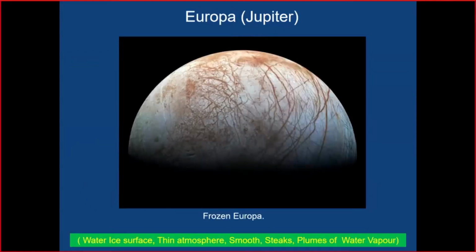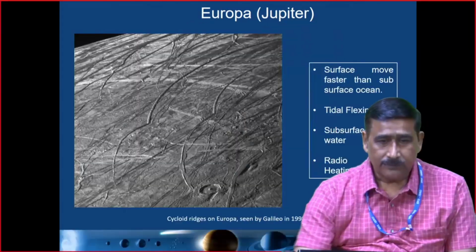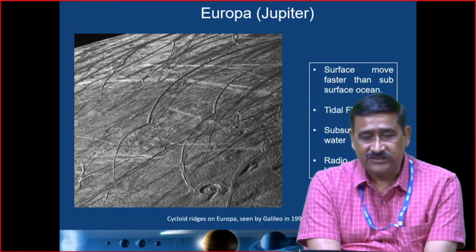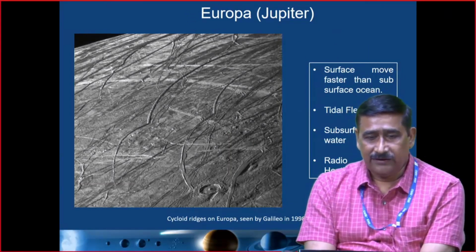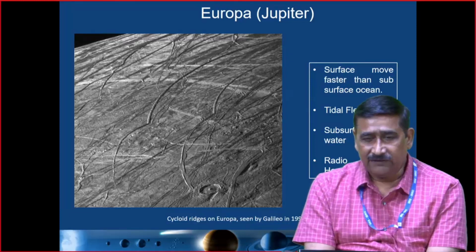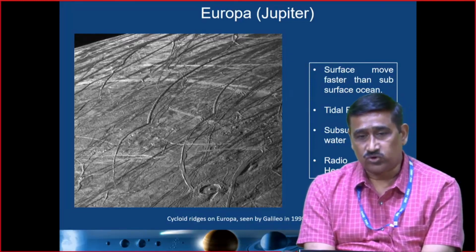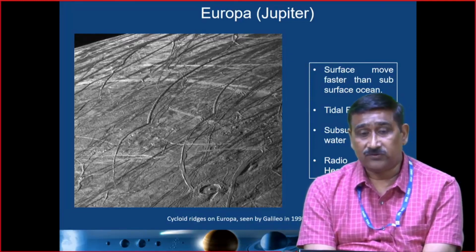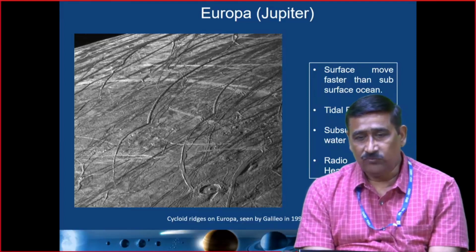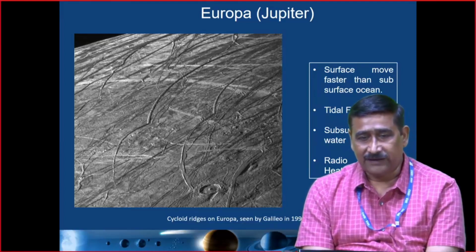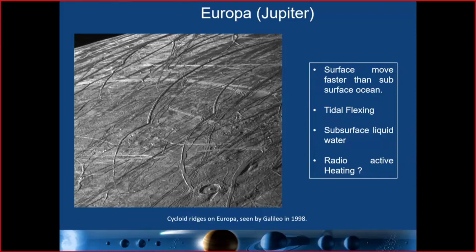Europa is another of Jupiter's moons I was talking about, which is frozen basically, and it has a water ice surface, a thin atmosphere, some streaks are seen, and it also has plumes of water vapor. Like you see cycloid ridges on Europa. It's thought that its surface moves faster than the subsurface ocean. There is a chance of a subsurface ocean inside. Since they move differently, these patterns get generated.